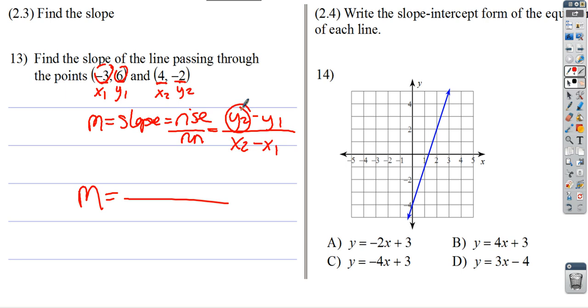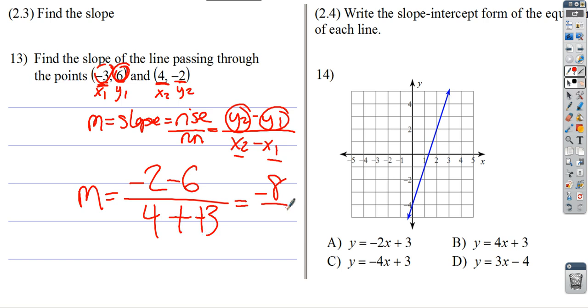So y2 is this one, so negative 2 is going to go there. Minus y1, y1 is 6, so minus 6. Negative 2 minus 6 is negative 8. x2 minus x1, here's my x2, 4, minus my x1 is minus negative 3, and minus a negative is like adding. So 4 plus 3 is 7, and we can just leave it as negative 8 over 7.